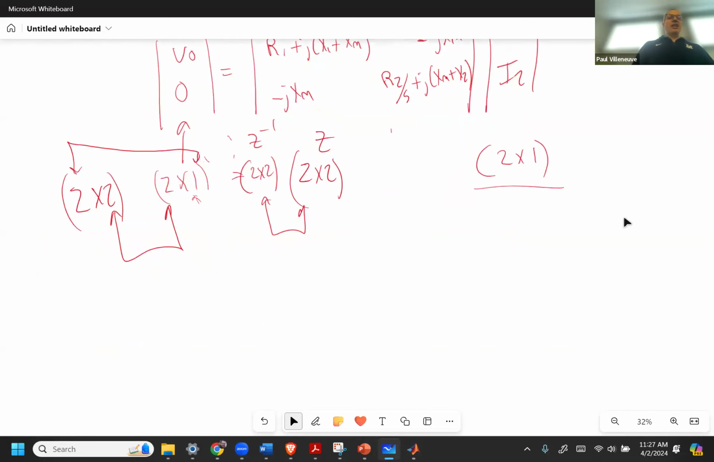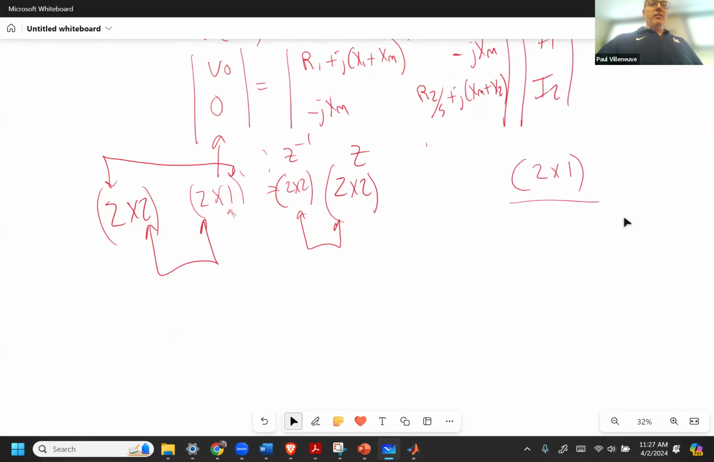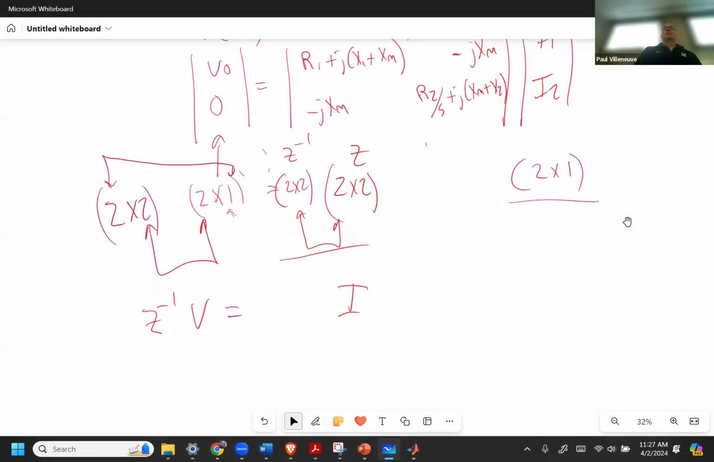Now, by the way, when I said that when we multiply, the inner dimensions have to match and you get the outer dimensions, wait a minute, Paul. You said that Z inverse times V equals I, but what about this matrix over here? It should be a 2 by 2 matrix, right? Where did it go? Should still be there, shouldn't it?